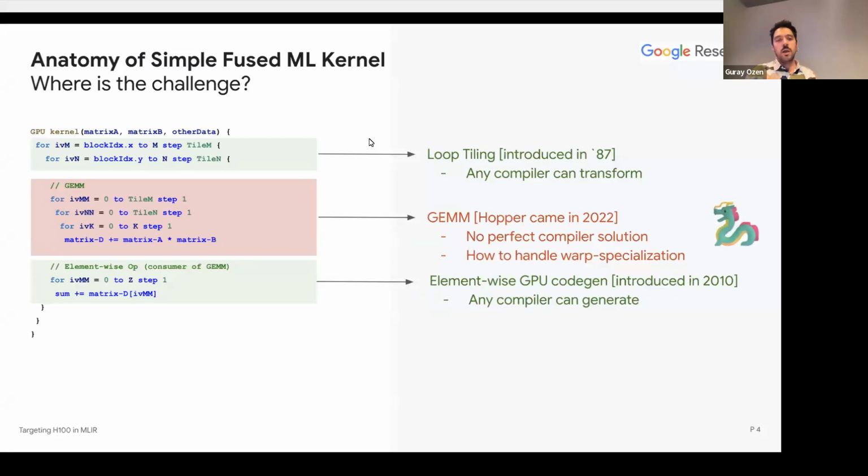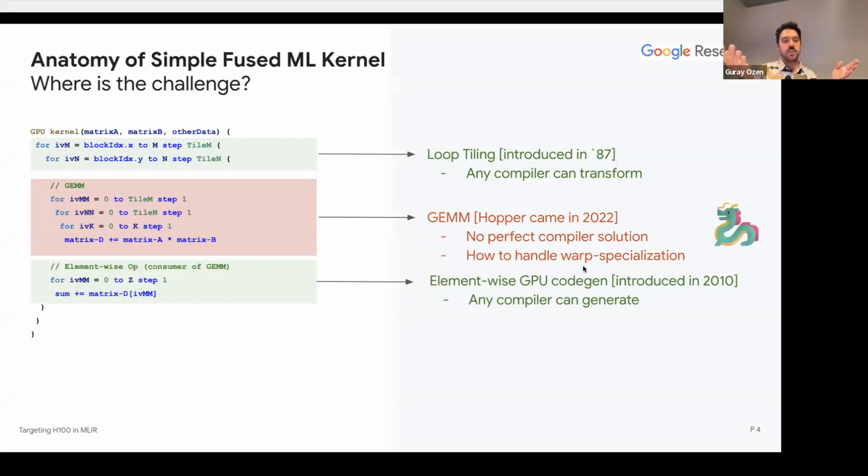So here, what the compiler needs to do is loop tiling. It was introduced before I was born. Any compiler can do the transformation. And if you look at the bottom of the code, there is an element-wise op. You need to generate element-wise GPU code, which was also introduced, I guess, around 2010 or something. Any compiler can do it. And I think computer science solved this problem.